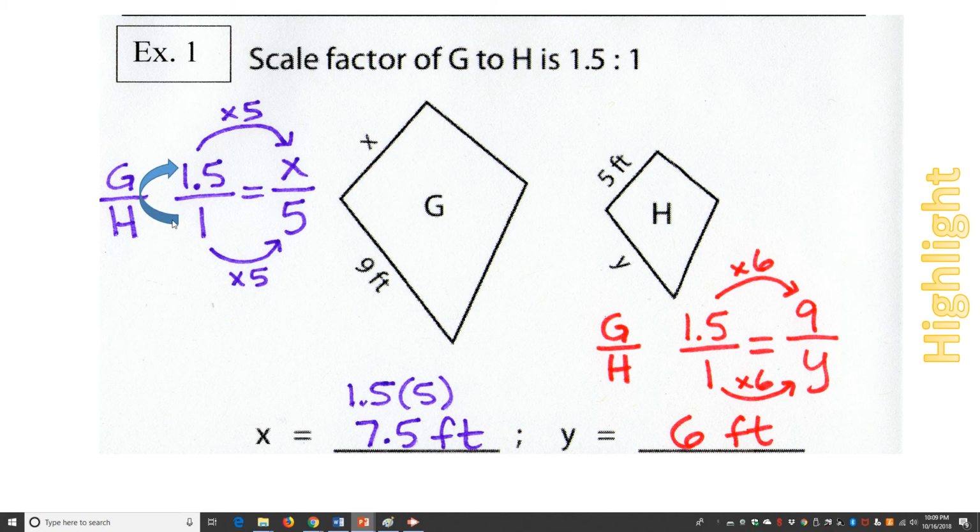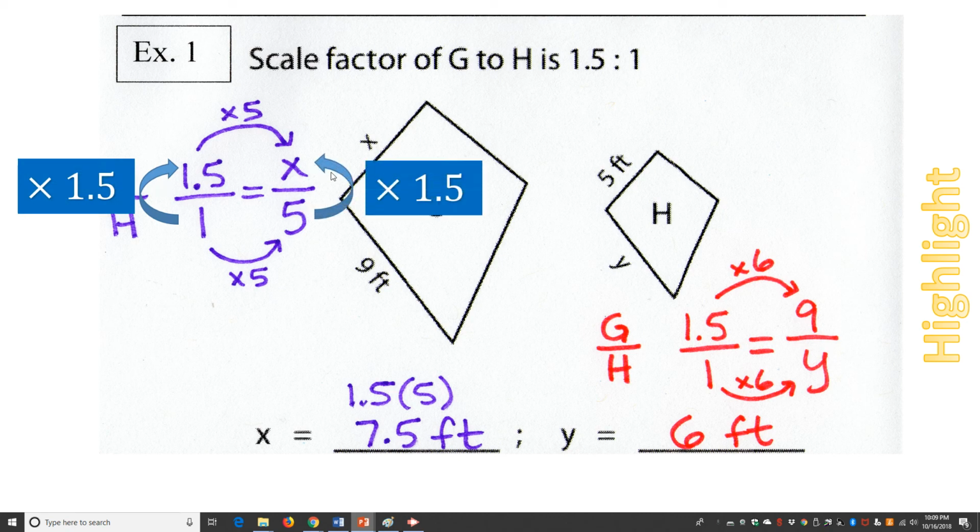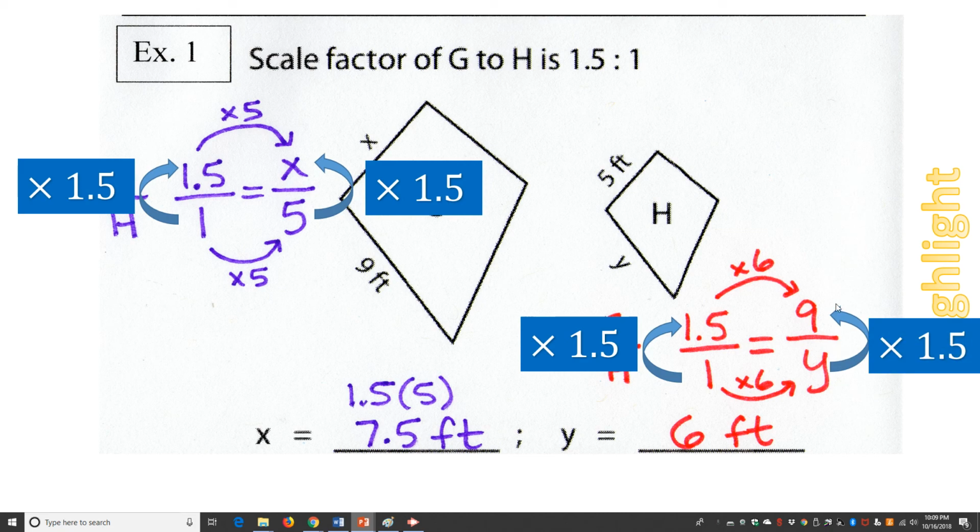One last thing to point out, if you want to look at the relationship from 1 to 1.5, that's times 1.5 because our scale factor is 1.5. And same thing over here, times 1.5. So to go from here to here, it would be times 1.5. So to solve it, you would actually do 9 divided by 1.5 to get 6.